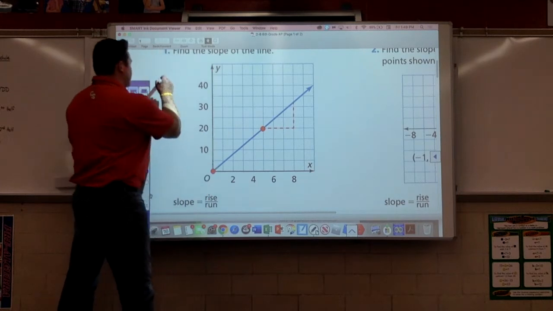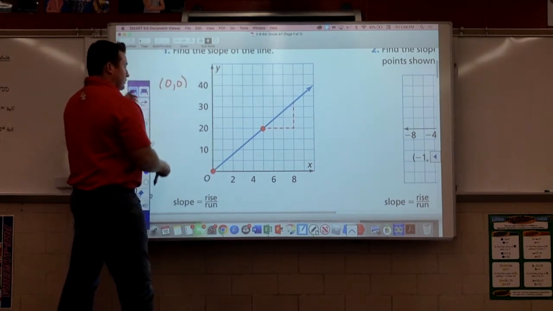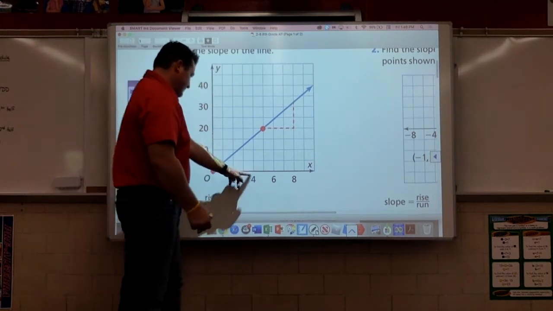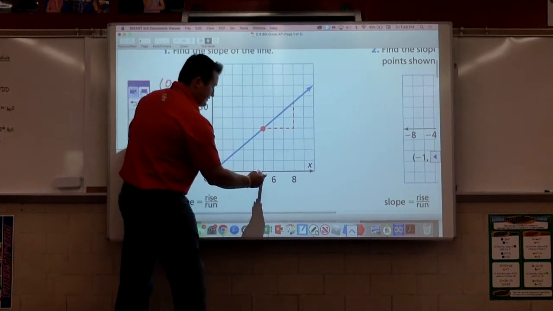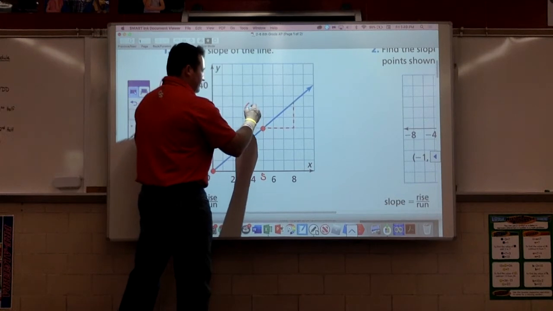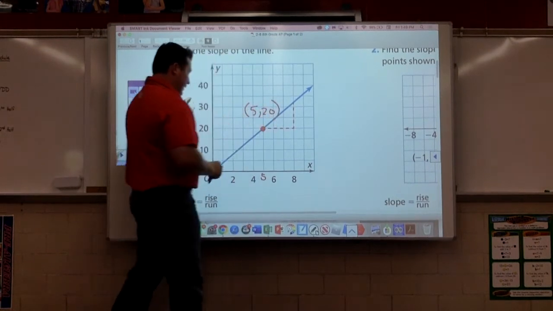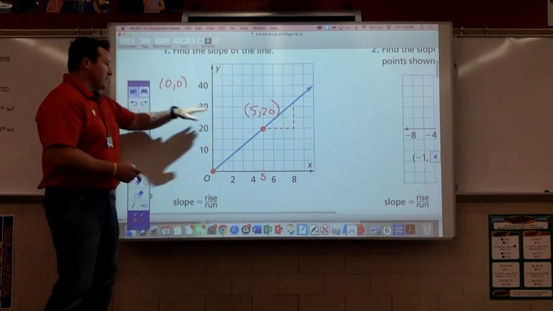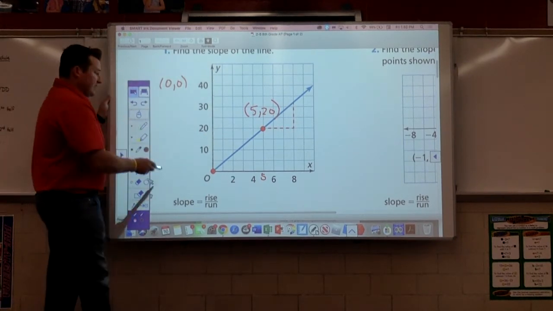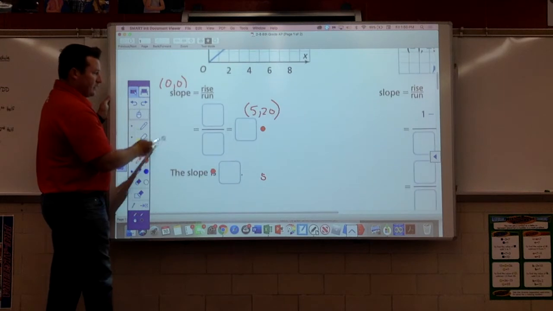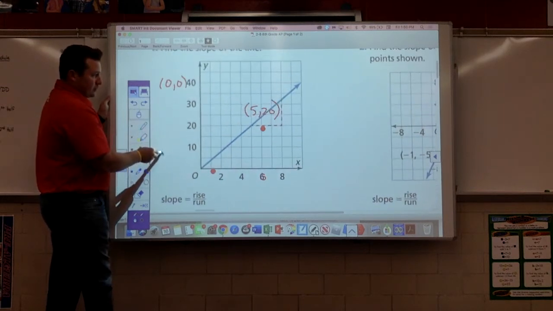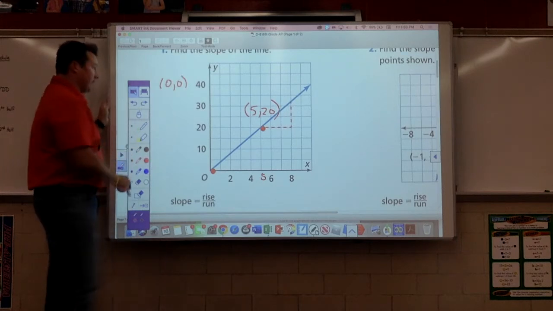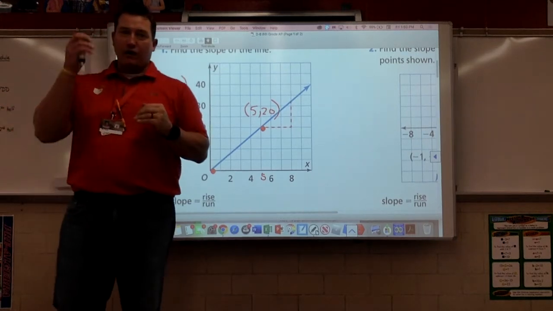This, of course, is the origin, 0, 0. This, of course, is a number between 4 and 6. I know it, 5. This is the ordered pair 5, 20. Nice job. All right, folks. We're going to use those two ordered pairs. Let me scroll down just a little bit here. We're just going to pretend like they were there. Close enough. So, guys, y minus y over x minus x.